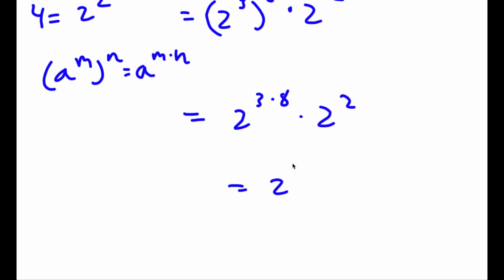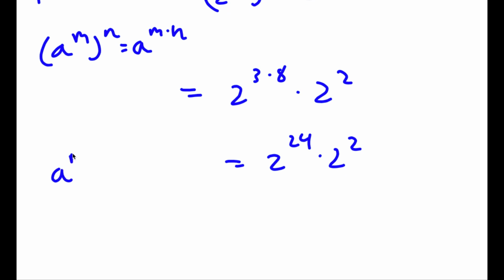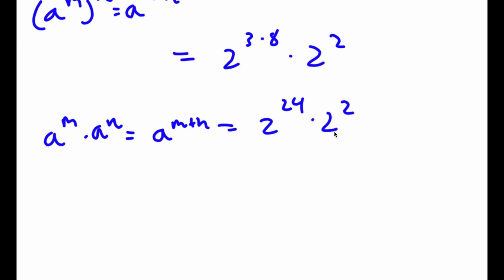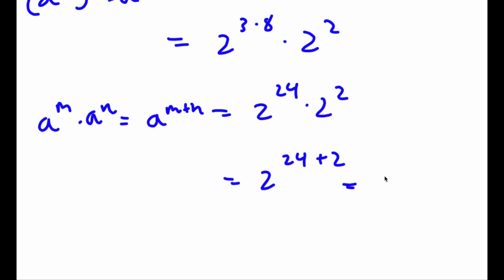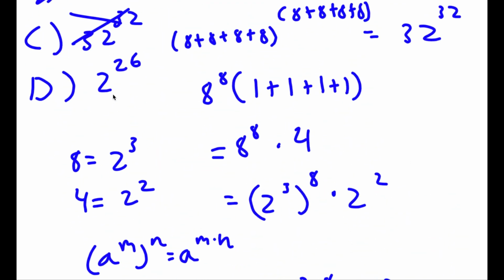3 times 8 is 24, so I have 2 to the power of 24 times 2 to the power of 2. Now if I have something in the form a to the power of m times a to the power of n, this is equal to a to the power of m plus n. So 2 to the power of 24 times 2 to the power of 2 is going to equal 2 to the power of 24 plus 2, which is equal to 2 to the power of 26. So this is the right answer.